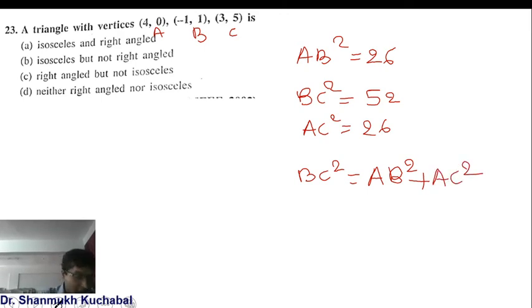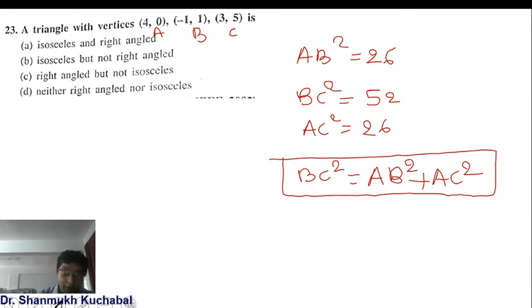So here what we observe is the greatest number, BC squared, should equal the sum of the remaining two sides' squares, AB squared plus AC squared. On simplification, we observe 52 equals 52. Along with that, dear students, it is a right angle triangle. Also, the first and last sides are of equal length. Therefore it is a right angled isosceles triangle. In any triangle, if two sides have the same length, then it is an isosceles triangle, and it also satisfies the condition of a right angled triangle. Therefore option A is the right answer.